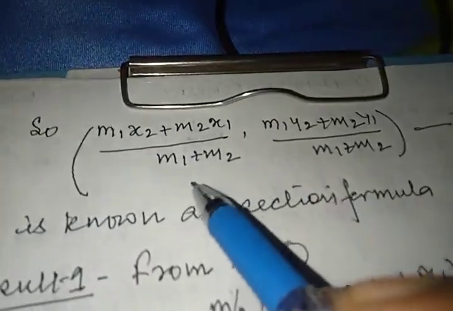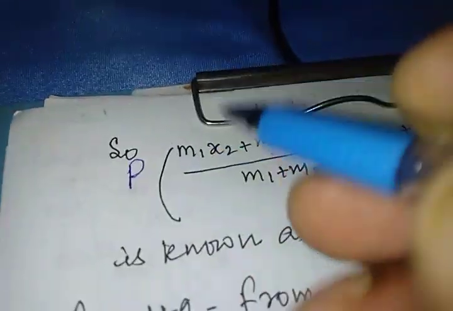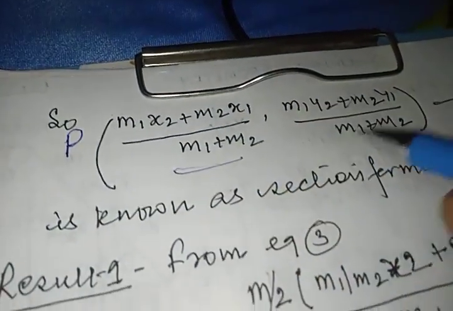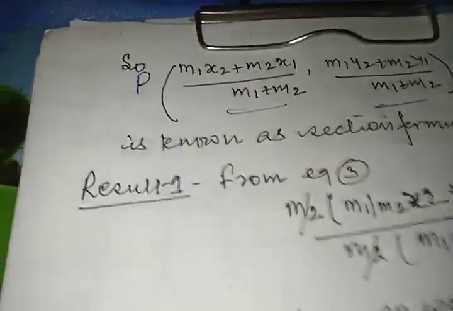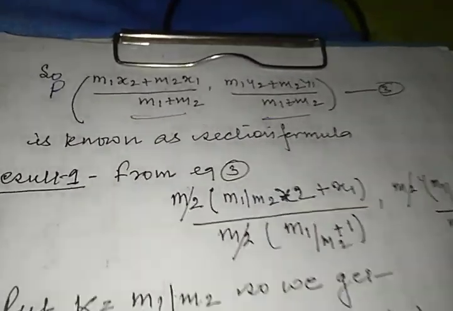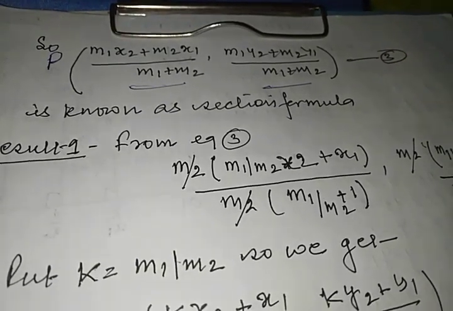So all three you have. I have written it again here. This is the equation, and these are the coordinates of point P. This is the X coordinate for point P, and this is the Y coordinate. Now this is known as the section formula, because P is making sections of the line AB.